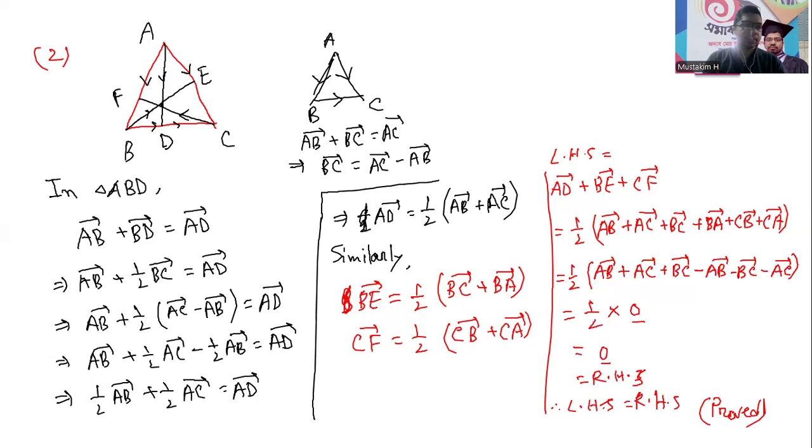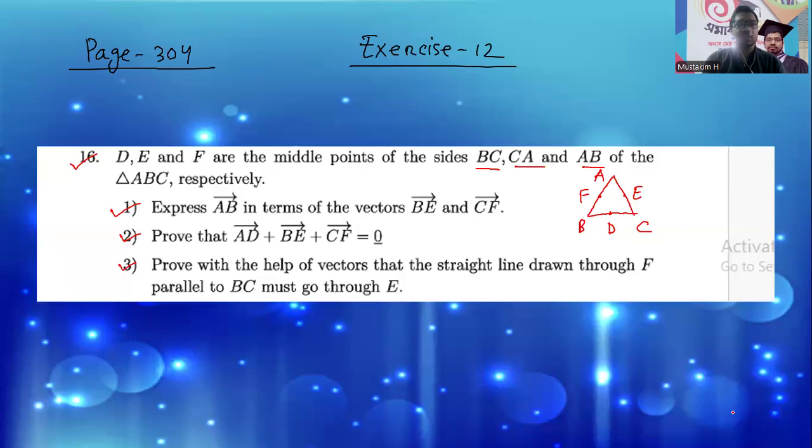So now go to the next math. And this is question number 3. Prove with the help of vectors that the straight line drawn through D parallel to BC must go through E. So let's go to question number 3. Going to solve question number 3.